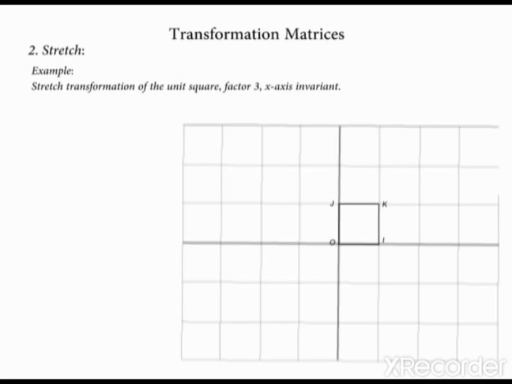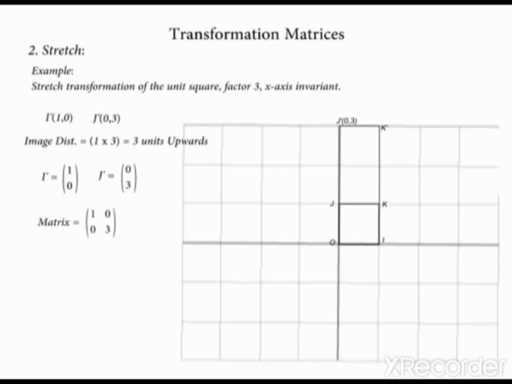Because x-axis is invariant, point I is invariant, and so it remains I prime 1, 0. What of point J? J prime image distance is equal to m times object distance. That is 3 times 1 giving us 3. So it will be 3 units from the invariant line. Its coordinates will be J prime 0, 3. As vectors, I prime is equal to 1, 0 and J prime is equal to 0, 3. As a matrix, that will be 1, 0, 0, 3.